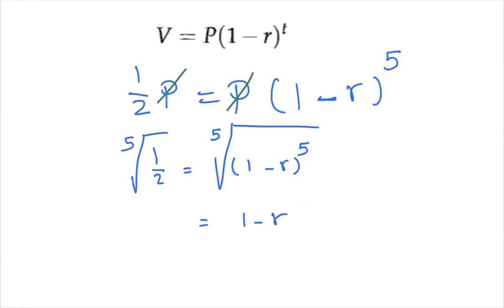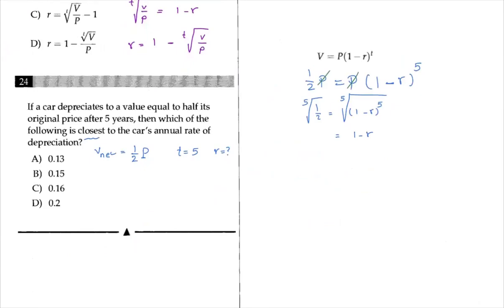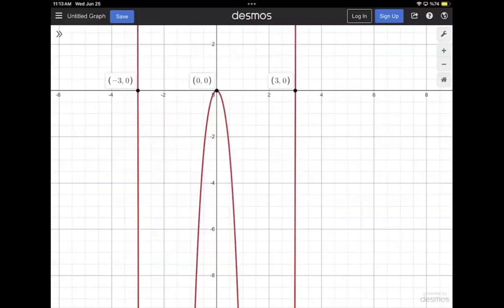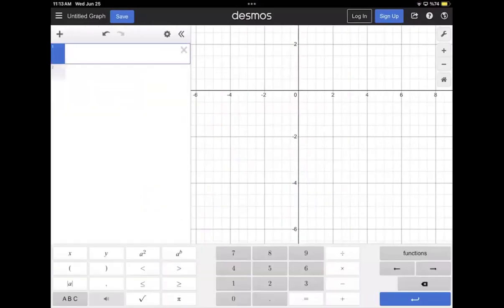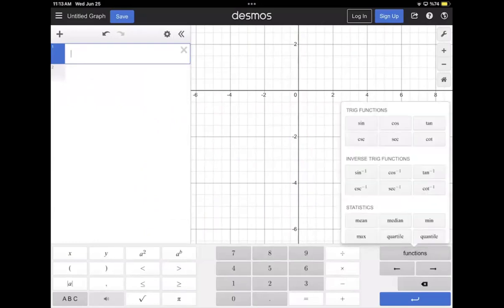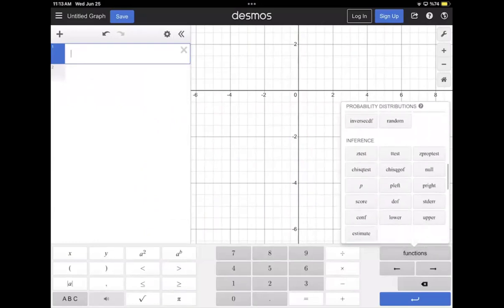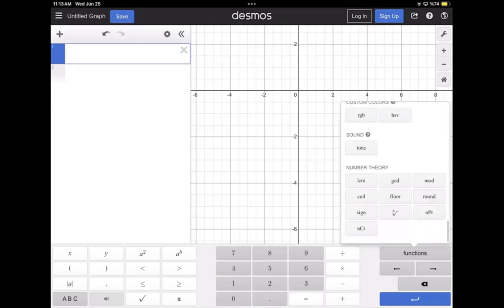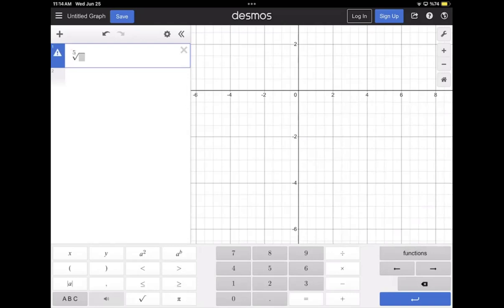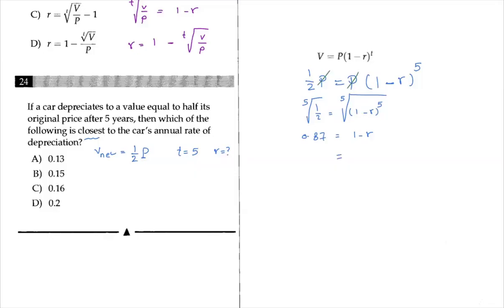And you can do this by calculator, or you can even do it on Desmos. This is Desmos. Click on the functions and go for the nth radical. We need the fifth radical of half, which is 0.87. Negative R to this side, it will be R, and here we have 1 minus 0.87. So the value of R is approximately 0.13. And this is the answer for the last question.